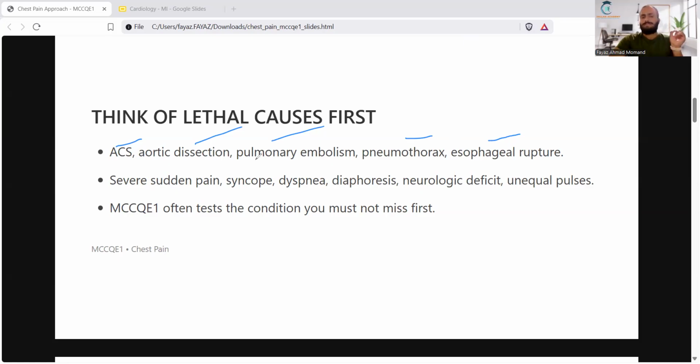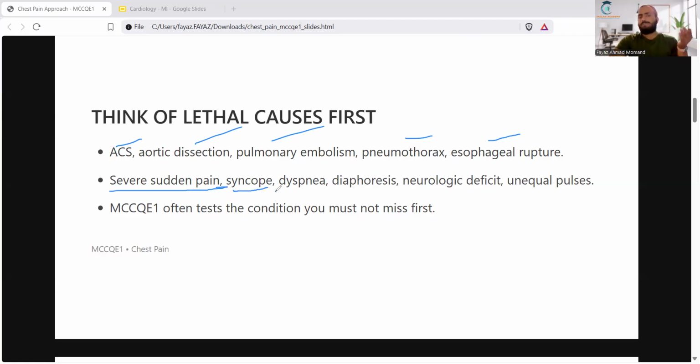Now, some red flags that you should be aware of is severe sudden pain. If severe sudden pain starts, this is usually not good news. Sometimes it could be the precordial catch syndrome, but that pain resolves in less than a minute. If severe sudden pain starts and it reaches its maximum intensity in a few seconds to a minute, it is something serious. Pulmonary embolism, pneumothorax, they present with pain like that.